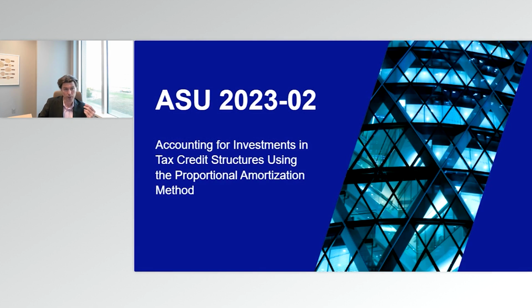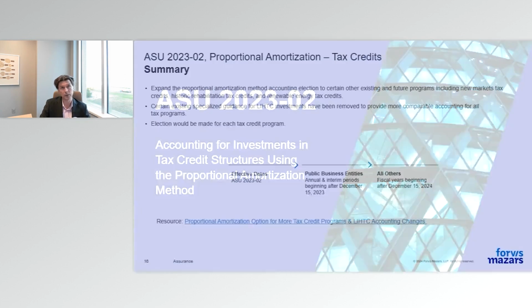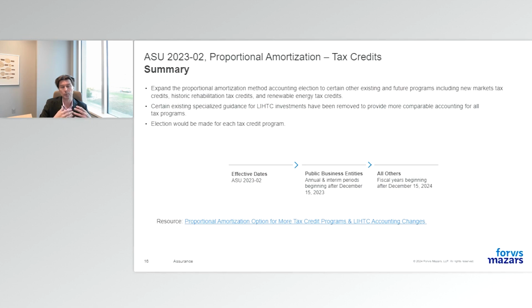So then next on the list, we've got ASU 2023-02. This one's looking at tax credit structures. Investments that are intended to obtain benefit in some manner related to an income tax benefit. And I'd say specifically, it's looking at how this is amortized. With this one, FASB is trying to drive consistency for how entities account for equity investments that were made primarily to receive income tax credits and other tax benefits.